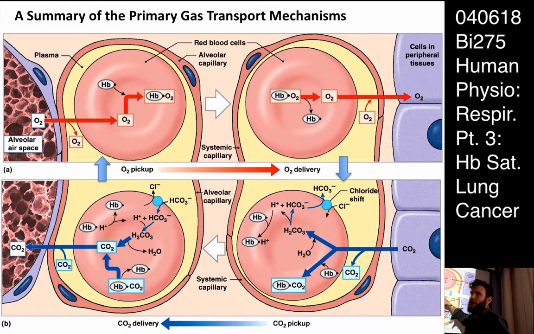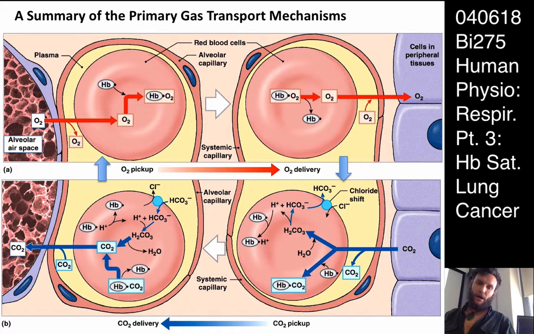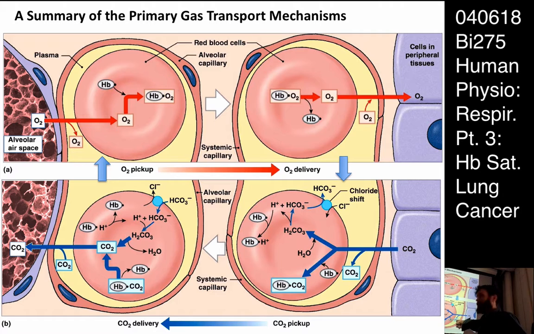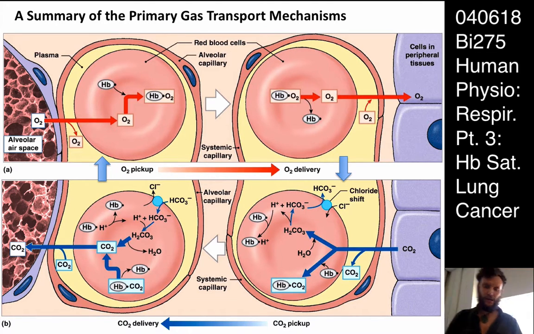It's exported via this antiporter. It's exported from the red blood cell, and we achieve charge neutrality by importing chloride. And this serves as an alkalizing buffer to the blood, to counteract the effects of all this CO2, which can form carbonic acid in the blood. So this buffers the CO2 that's being dissolved in the blood.